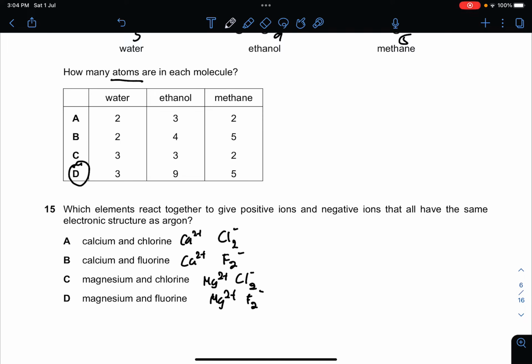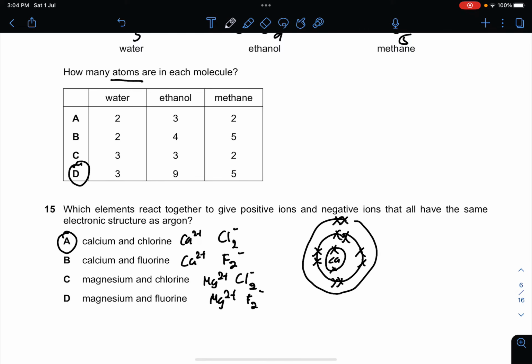Electronic structure as argon, so the answer would be A. Okay, why? Because when you draw out the configuration, Ca is 20, right? Ca is 20, yeah, correct. 2, 8, 8, and then 2 will be transferred to the Cl-. So Cl- is 2.